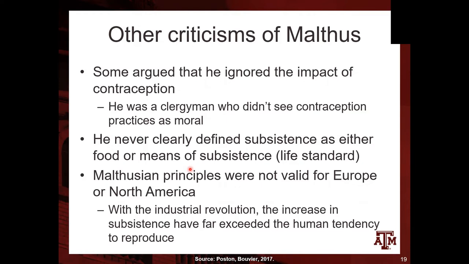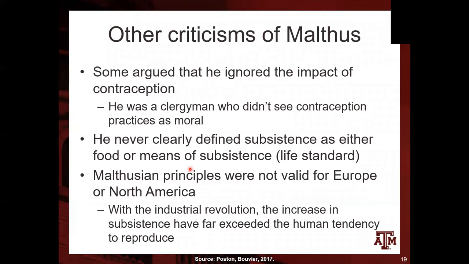He never clearly defined subsistence as food or means of subsistence, life standard. What exactly is subsistence? Is it just the ability to produce food? Is it having a good habitation, a good house? Is it having access to all basic infrastructure, treated water, sewer system? Is it related to your family having access to good education? So what exactly is subsistence? Or is subsistence only related to food and shelter?